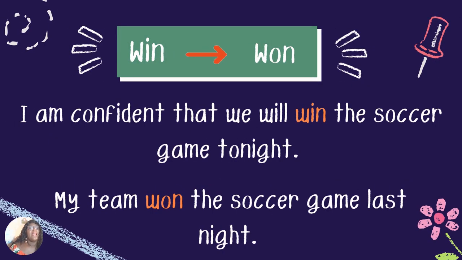Our next and final word. Win, won. Win is the present. I am confident that we will win the soccer game tonight. Won, the past. My team won the soccer game last night. Win becomes won in the past. Those are our 12 irregular verbs.